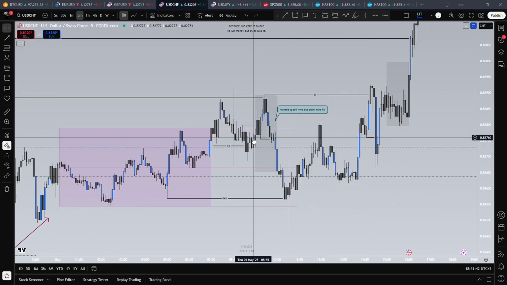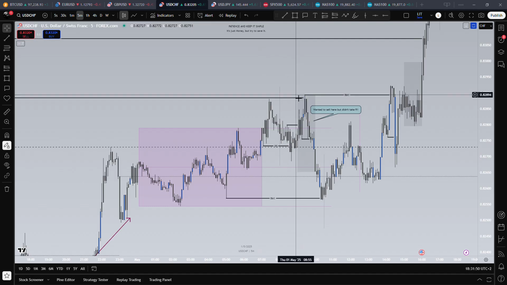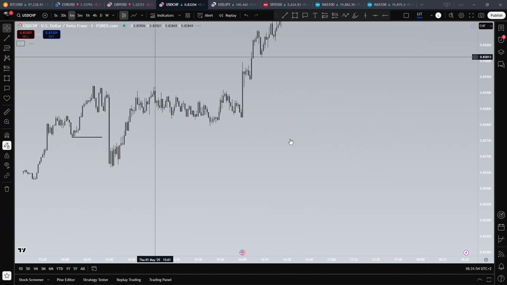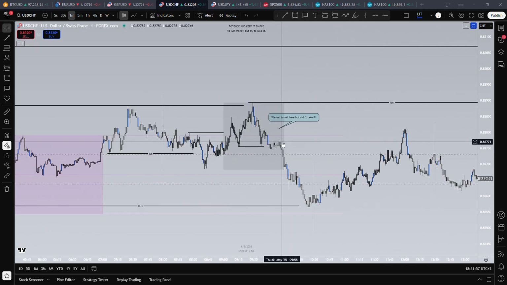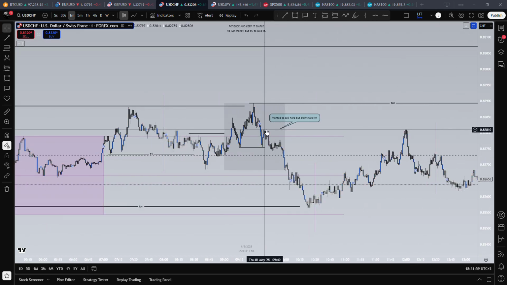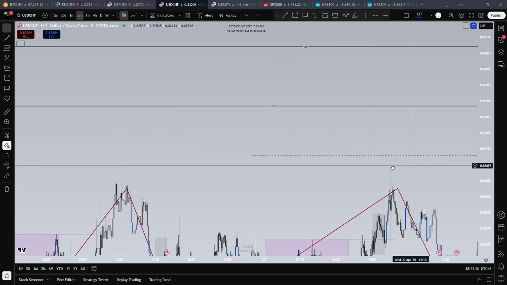So, yeah, we had this breakup. I was expecting a liquidity taken and take the buy, but it didn't do that. And then I expected this relevant liquidity to be taken, but it never took the relevant liquidity, which was here.